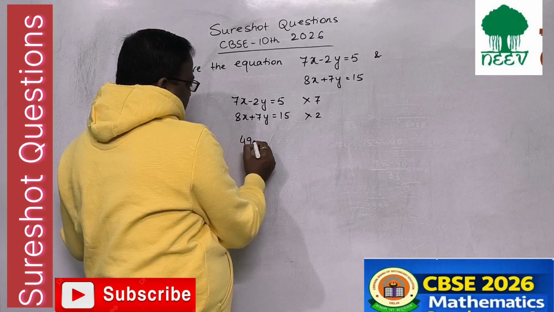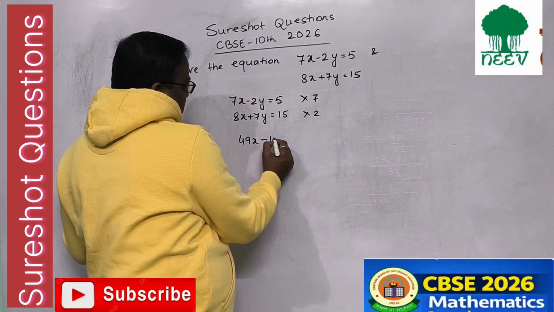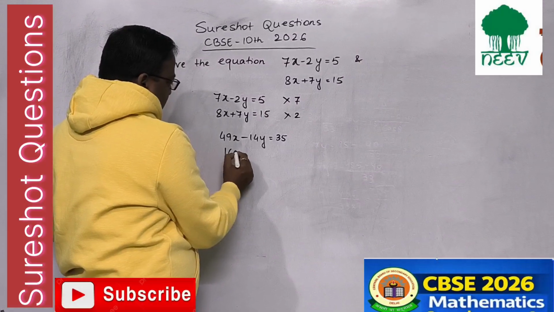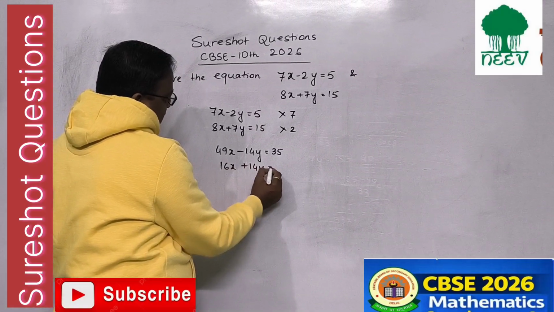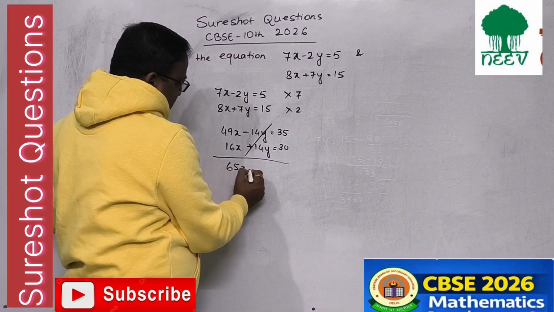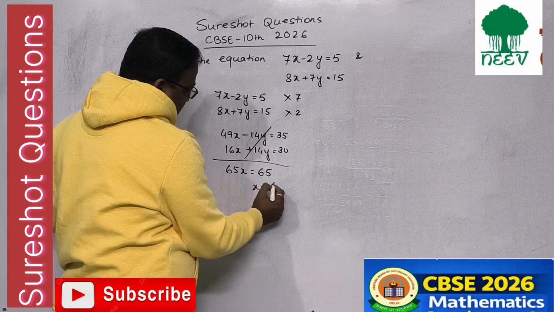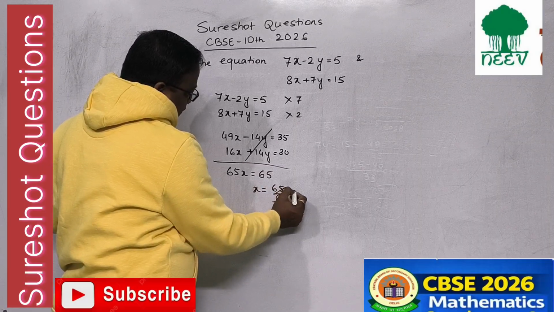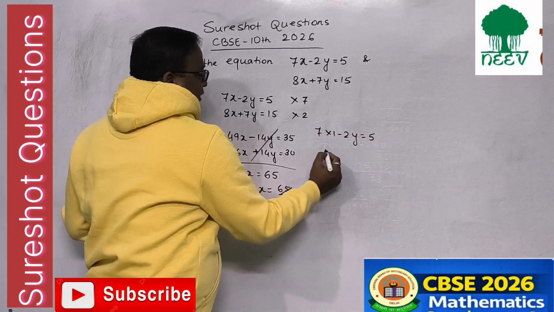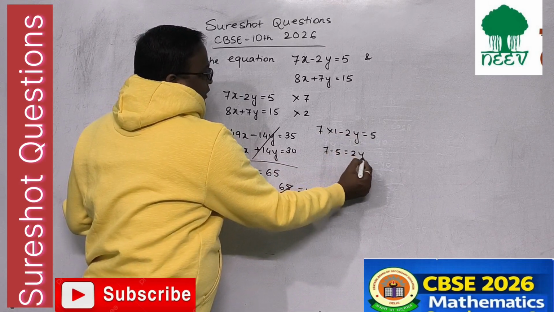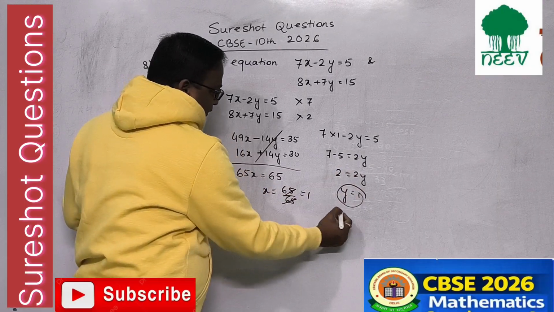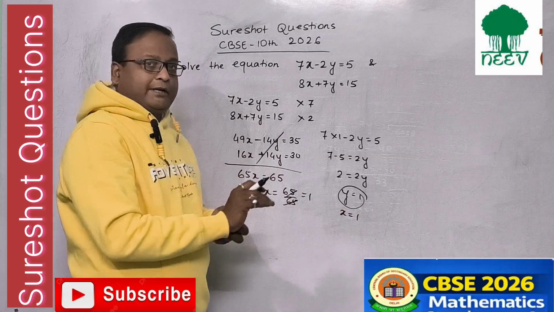So it becomes 49x minus 14y equal to 35, and this will become 16x plus 14y is equal to 30. So this comes to 65x is equal to 65. So x is equal to 1. Now 7 into 1 minus 2y is equal to 5. 7 minus 5 is equal to 2y. So y is equal to 1. The value of x and y is 1. Okay?